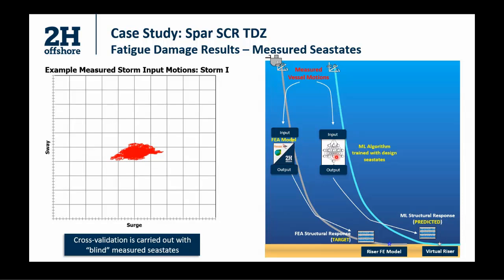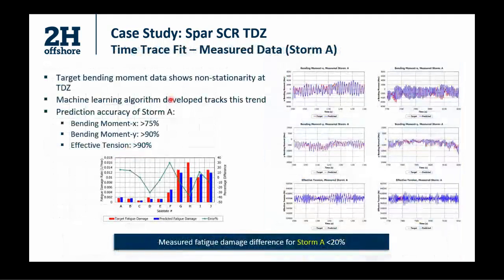The measured vessel motions is also then passed through the machine learning algorithm, which was previously trained with the design C states, and now we have a predicted response obtained from the machine learning model. This represents the virtual riser twin. This is what we will be cross-validating for these blind measured C states. Over the next few slides, I'll show a range of different time traces just to show the degree of match. Herein, we first look at storm A.